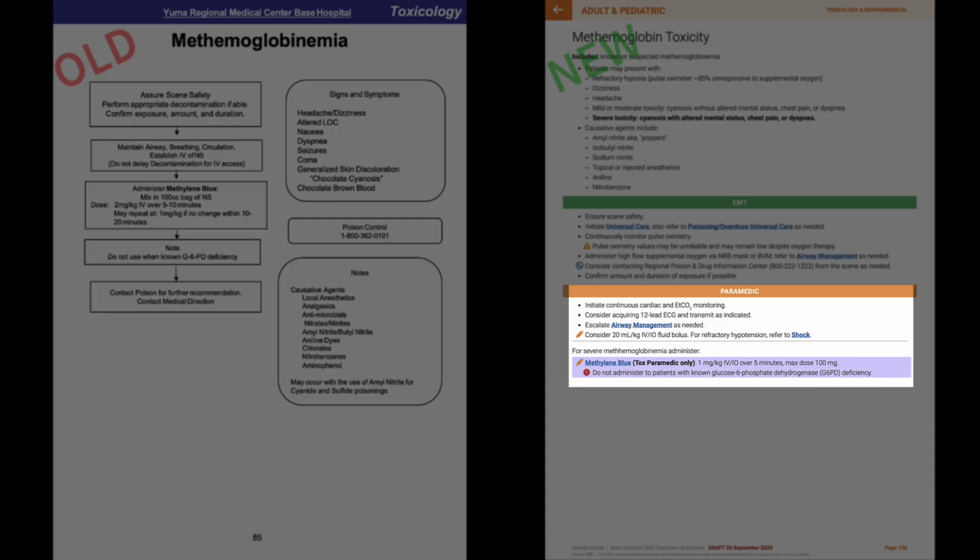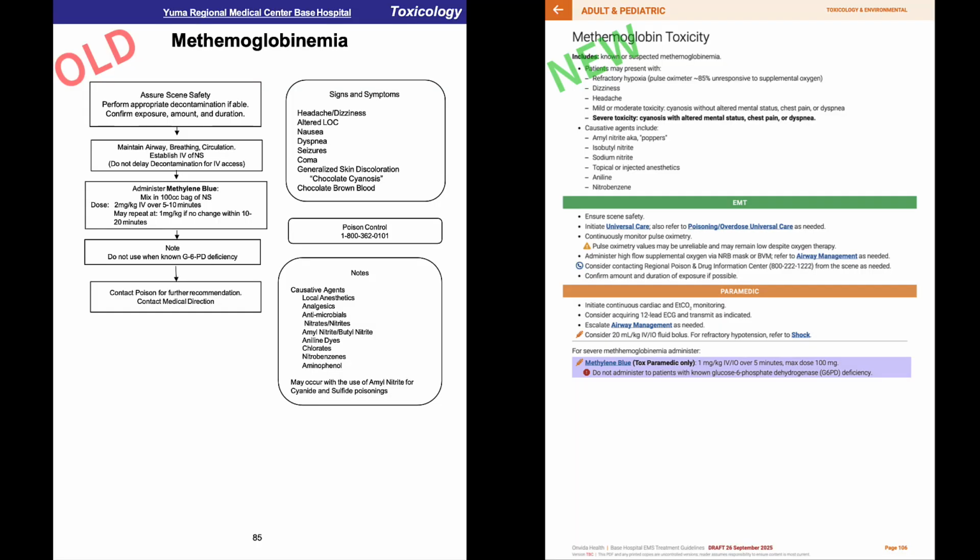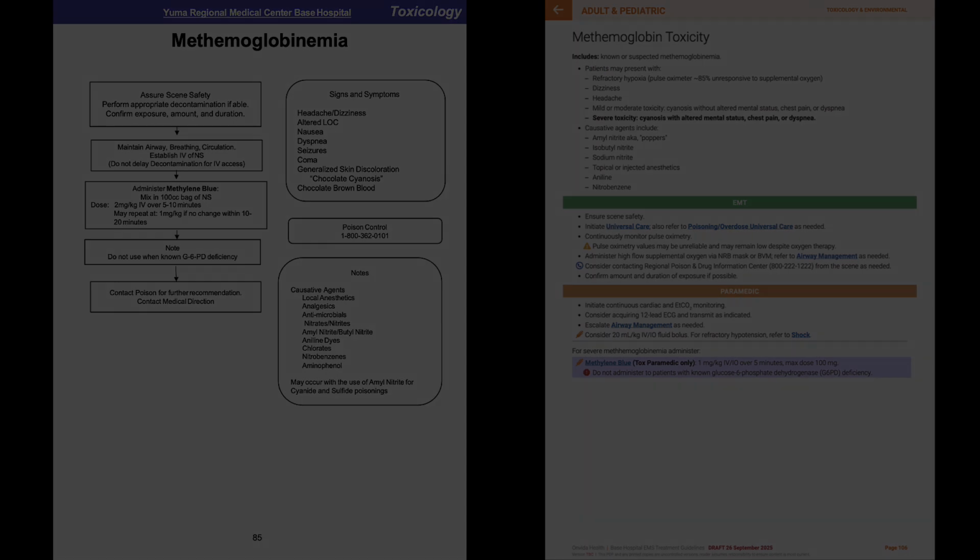Compared to the older version, the Onvida guideline removes the routine repeat dose recommendations and instead places more emphasis on accurate recognition, appropriate antidote use, and medical oversight. The list of causative agents is shorter and more focused while still covering the major known sources of exposure.